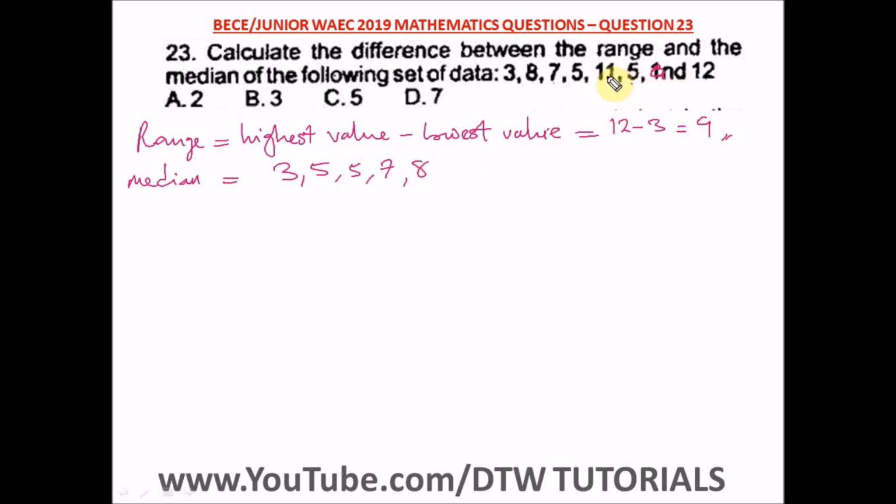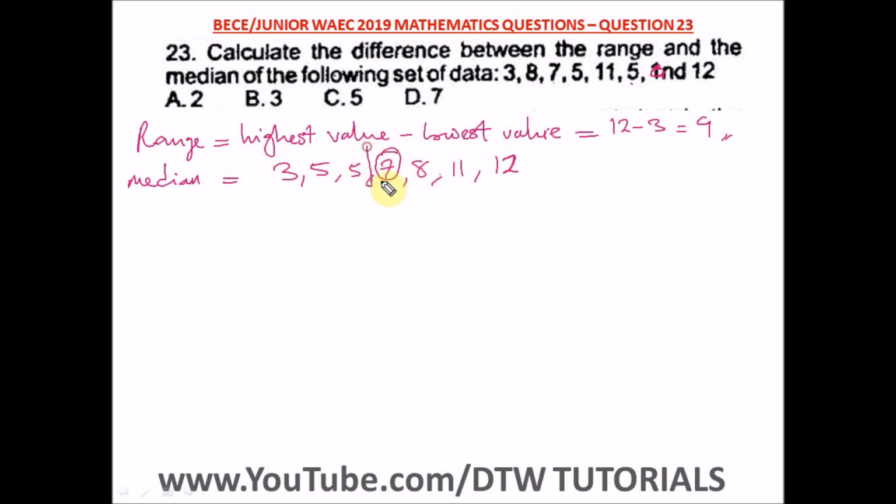8. And the next number after 8 in this set of data is what? 11. And the final one is what? 12. So what is the middle number here? Now this set of data is odd, so we'll just pick one middle number. If the set of data was even, you remember that we'll pick the two middle numbers and divide by 2. That will be our median. But for this set of data, it is odd, so definitely the middle number here is what? 7. Okay, this is the middle number.